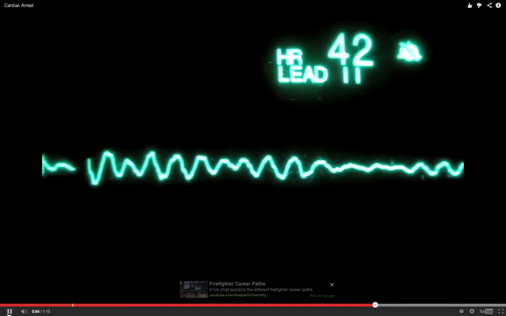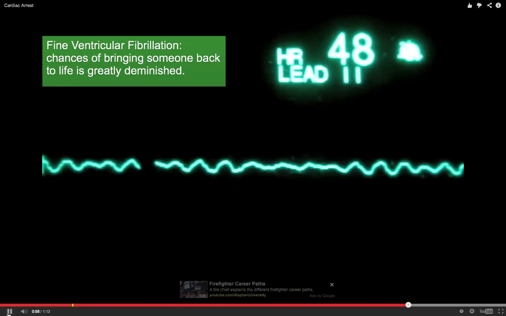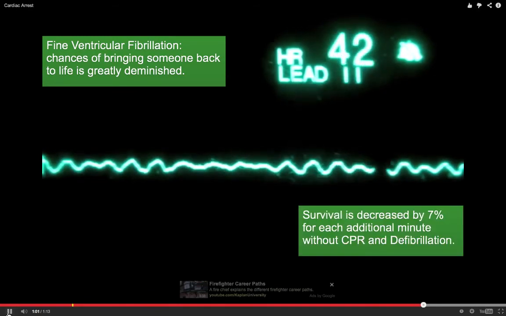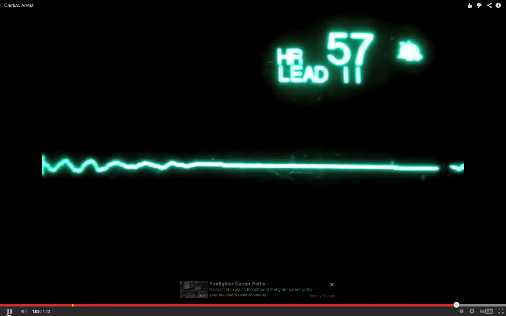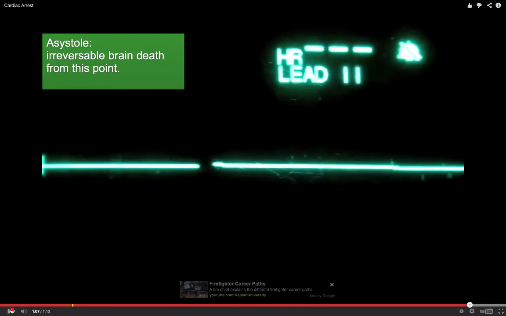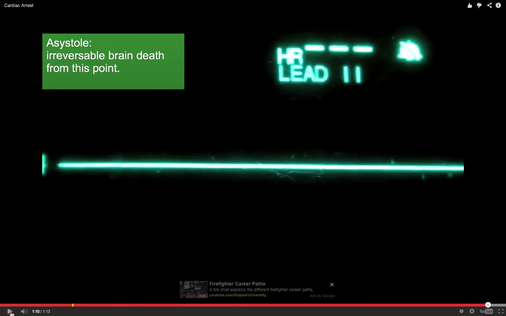This is why there are automatic external defibrillators in all the airports now. And in fine ventricular fibrillation, we have more and more parts of the myocardium dead, and more and more parts of the myocardium that are just not making any electrical activity at all until we finally get to asystole, where there's absolutely no cardiac electrical activity. You cannot be defibrillated out of asystole. If you are defibrillated out of asystole, you weren't in asystole, you just had really fine ventricular fibrillation.